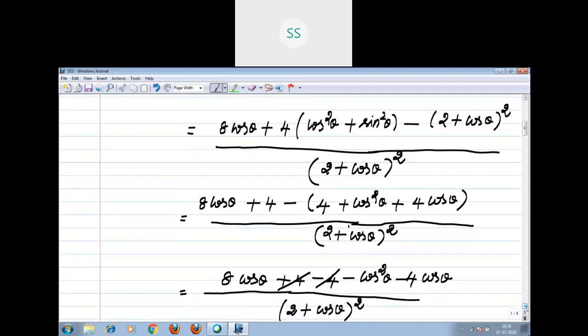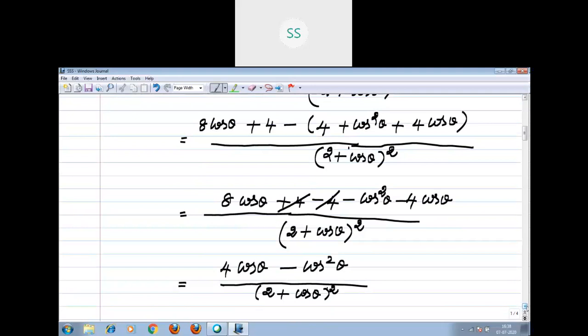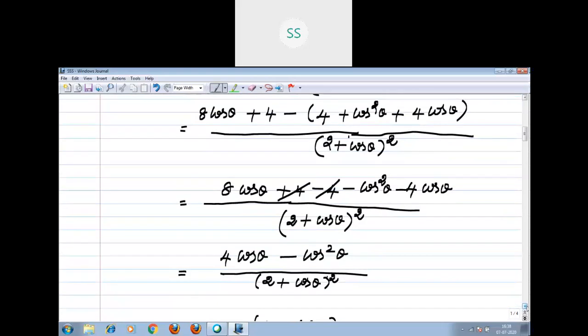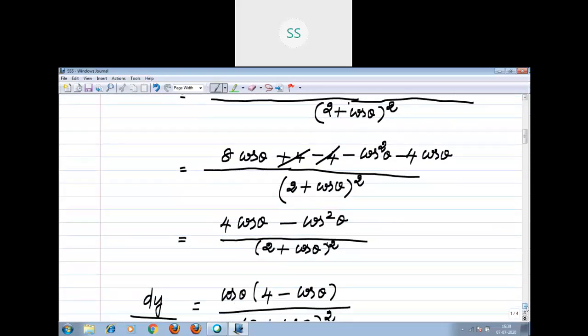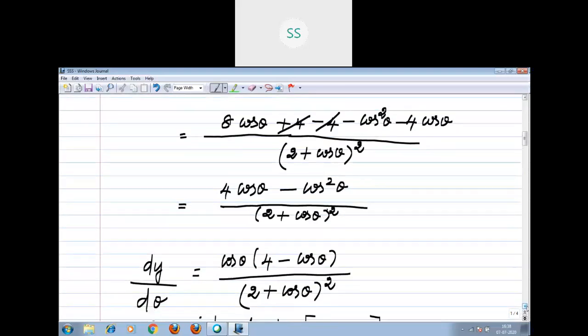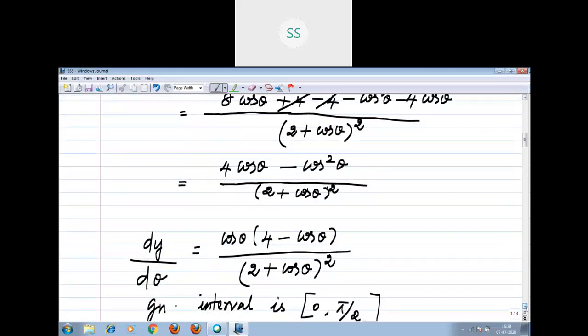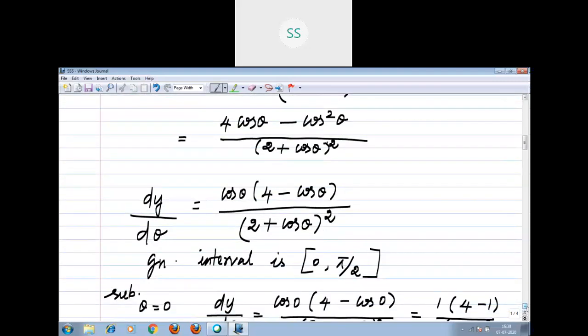Then you simplify, you arrive at the result 4 cos theta minus cos square theta divided by 2 plus cos theta the whole square. Here cos theta you are taking as common. So cos theta into 4 minus cos theta divided by 2 plus cos theta the whole square. Here your given interval is 0 to pi by 2. In the question they are asking to prove that the function is increasing. So you want to prove greater than or equal to 0 on the closed interval 0 comma pi by 2. So you can accept 0 and pi by 2. Right? If it is an open interval, it should not be accepted.